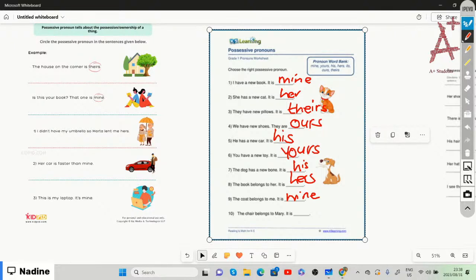And the chair belongs to Mary. If the chair belongs to Mary, then we can say it is hers. So these are a few examples of possessive pronouns, right? And we see the possessive pronouns, it takes the place of a possessive noun.